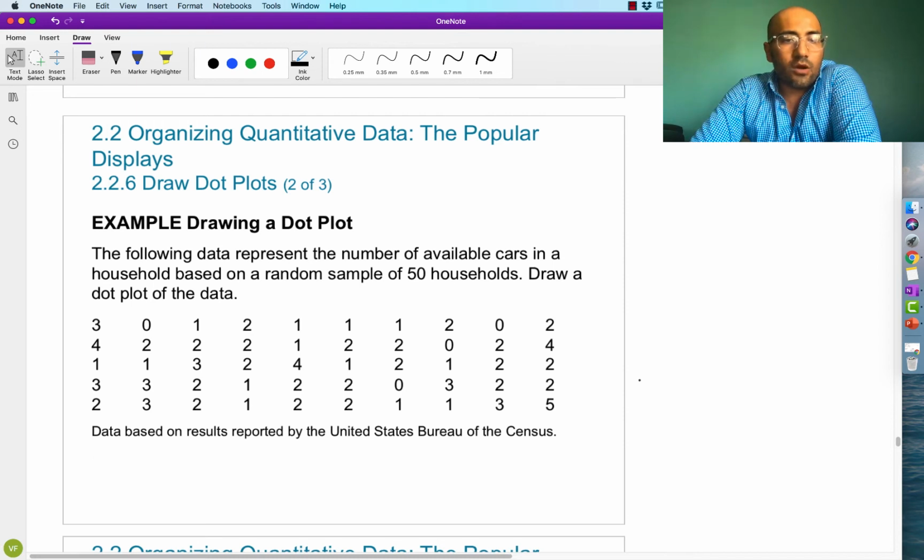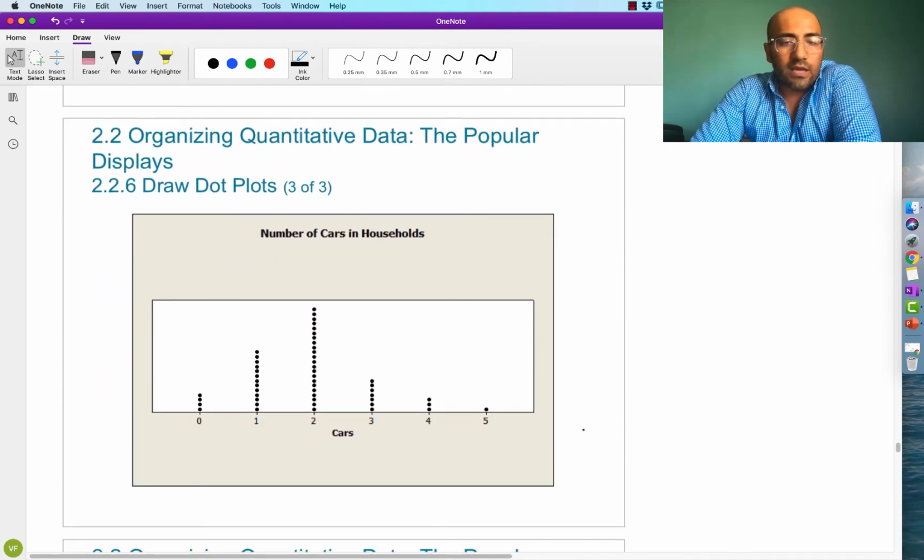This was available cars in households of 50 households. So somebody had 3 available cars, 0 available cars, 1 available car, 2 available cars, 1 available car, and so forth. 50 households. And so now to create a dot plot, you just have to go the results in the horizontal line.